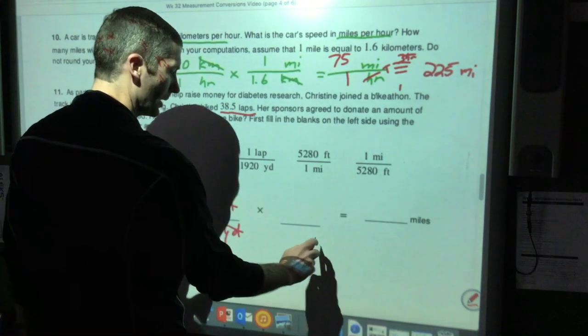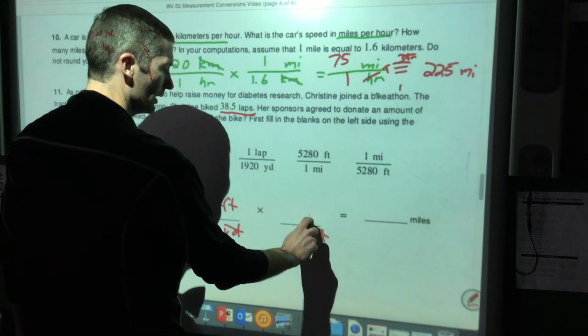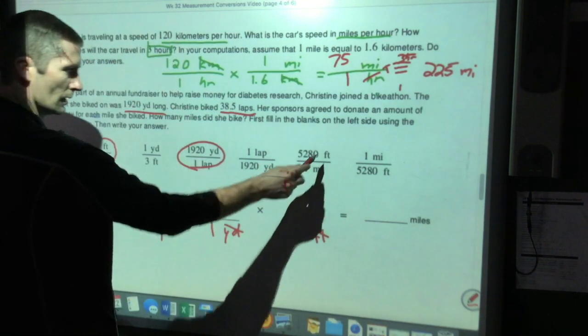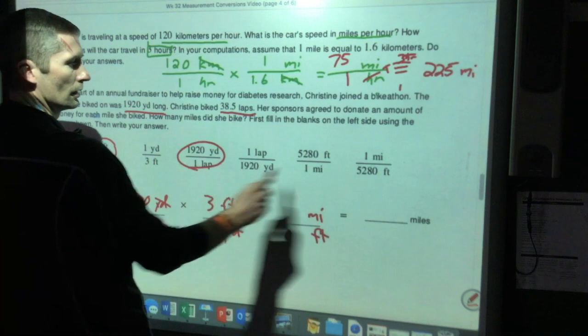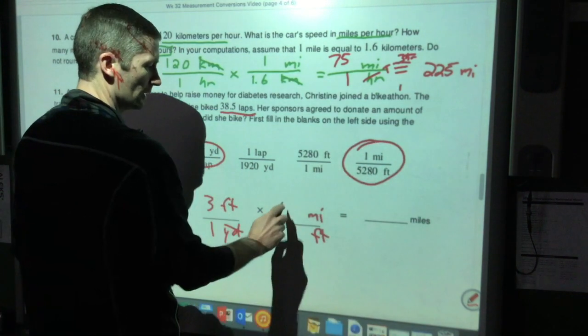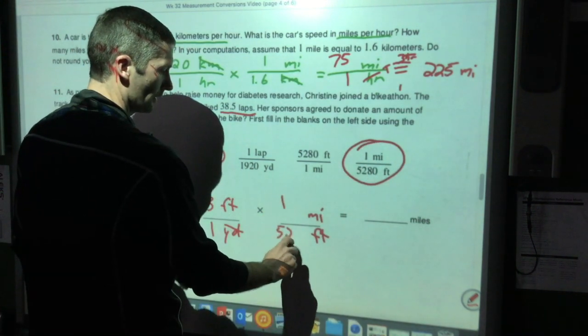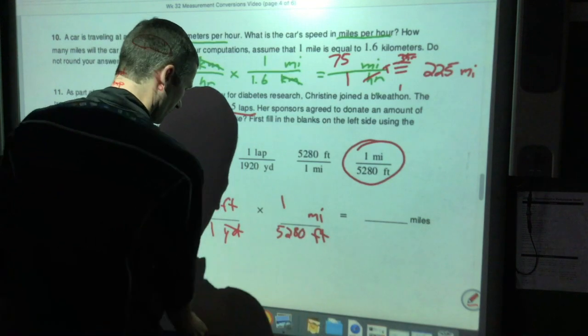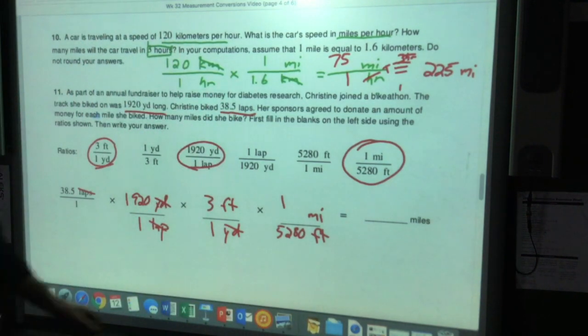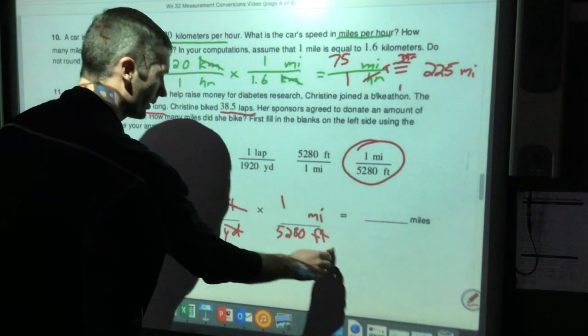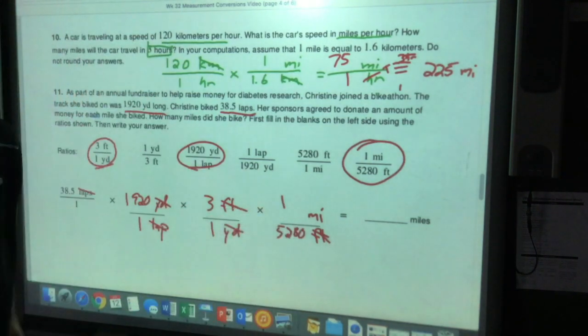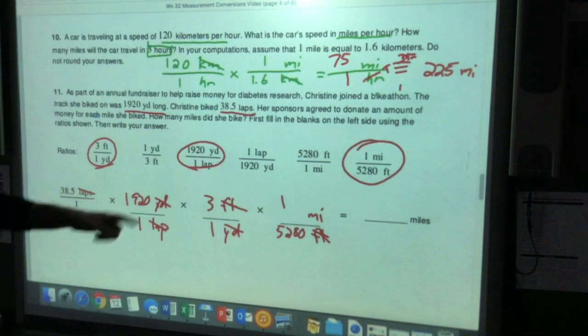We want to change feet to miles. So we want to get rid of feet and we want to get miles. So we need miles as my numerator, feet as my denominator. 5,280 feet. Okay, so then we should be left with just a label of miles. All my other ones should be crossed out.